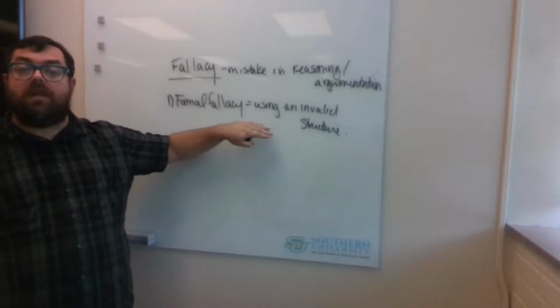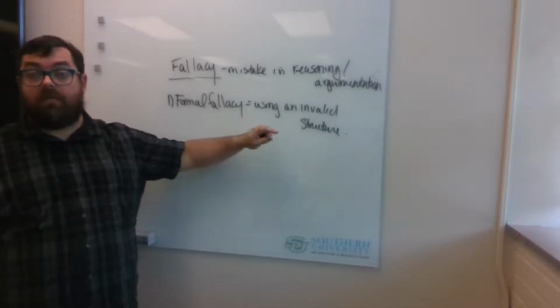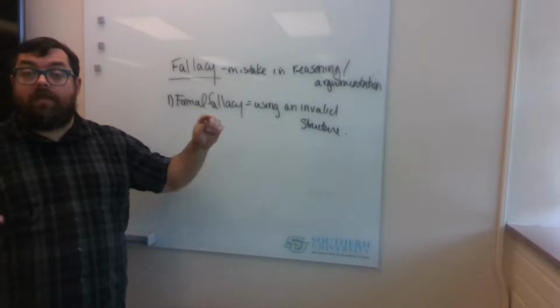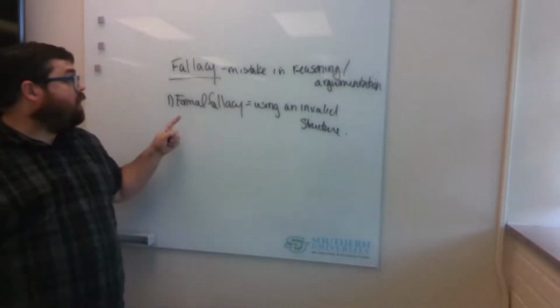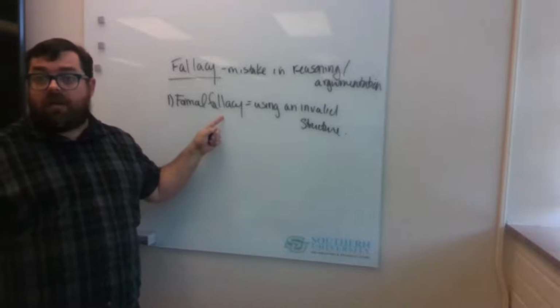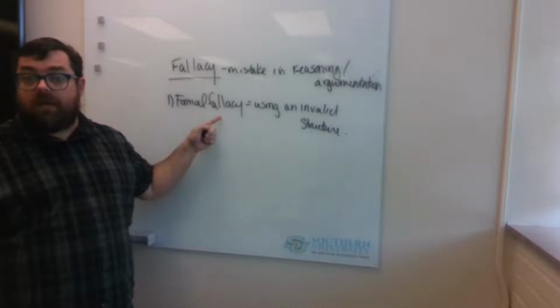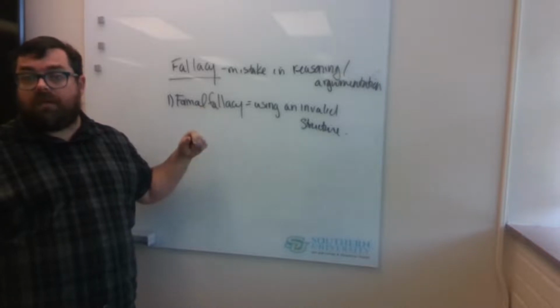So technically, not only did you have to recall the definition of validity from 1.4, and this is an example of how the course builds on previous concepts, but actually using an invalid argument form as if it's good reasoning is technically a formal fallacy.